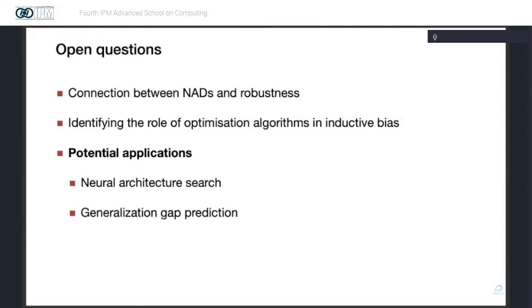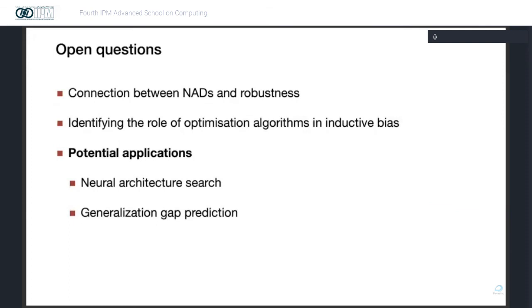Also, the implication of our work goes beyond mere analysis. It can have some potential applications. For example, in neural architecture search, we might want to incorporate some inductive bias in our architecture. So one might be able to use NADs for certain types of biases, to incorporate them in the architecture as a criterion to search for the right architecture.